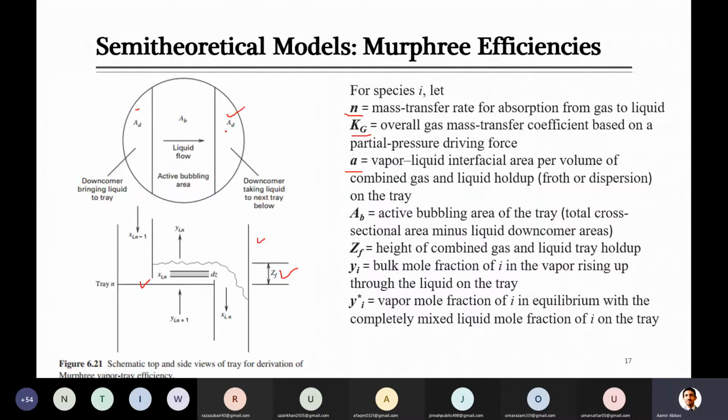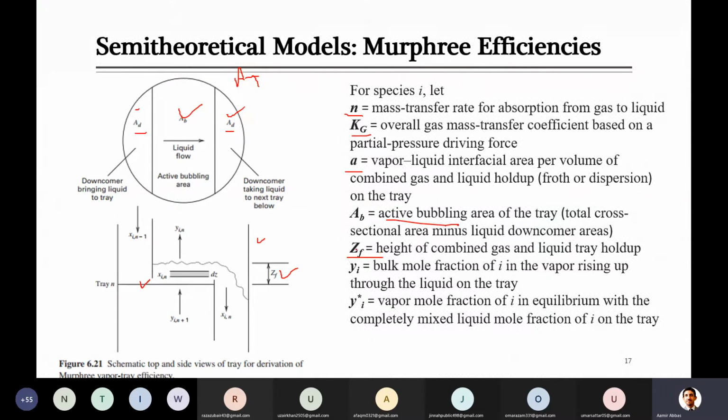AD is the area of the downcomer, and this is the area of bubbling, or the area of contact of vapor and liquid. The total area of the tray is considered as capital T, and that will be the sum of the area of bubbling plus 2 areas of downcomer, because on each plate there will be 2 areas, one for transfer of liquid to this plate and one for transfer of liquid from this plate to the next plate. This is the same active bubbling area.